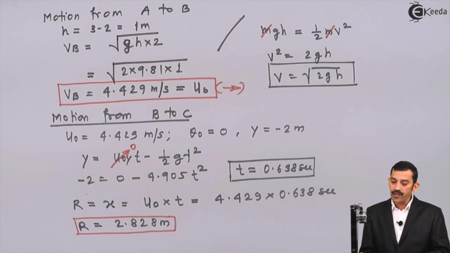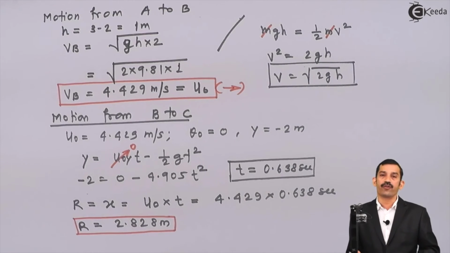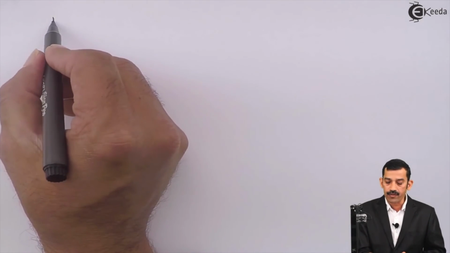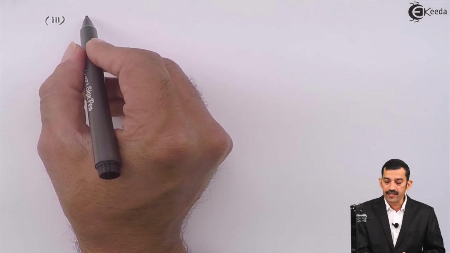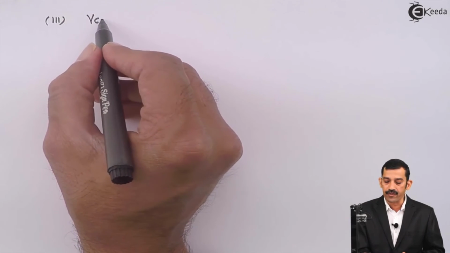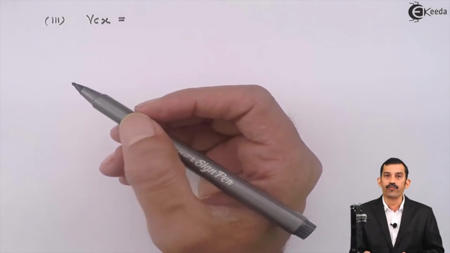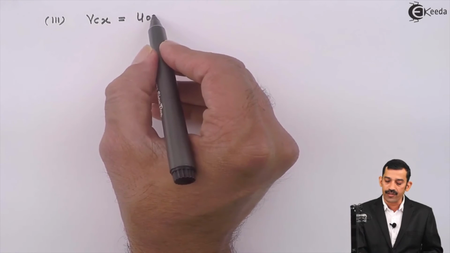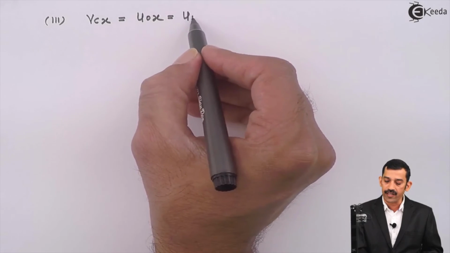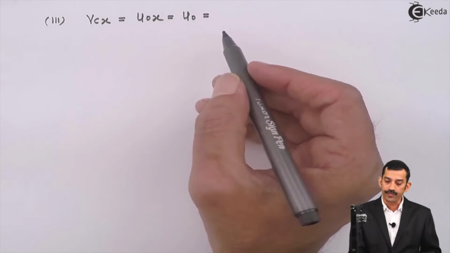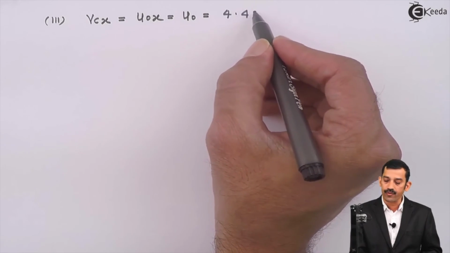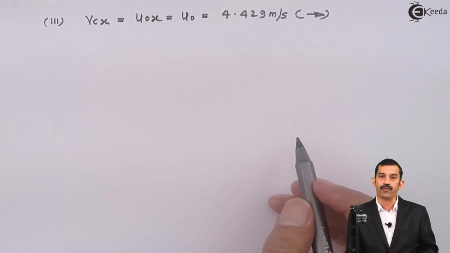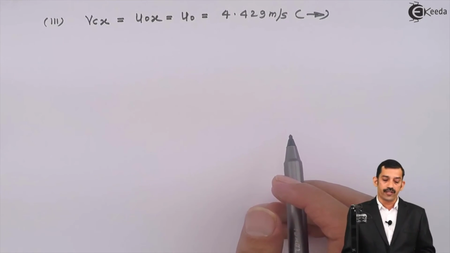As you know time t, using time t we'll find the vertical component of velocity. That means the second part of the problem. At C, the final velocity, if you want to find it, is nothing but, say, Vcx, one component. The horizontal component of velocity always remains constant, which is u0x, where the velocity in the horizontal direction is equal to u0, and this component is 4.429 meters per second, in the rightward direction. This is number 1. Next component is in the vertical direction.